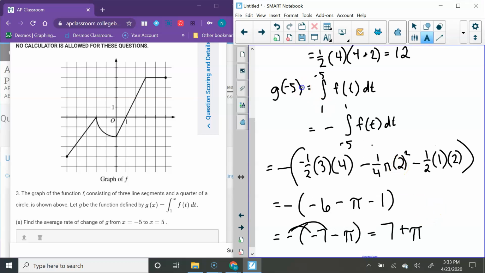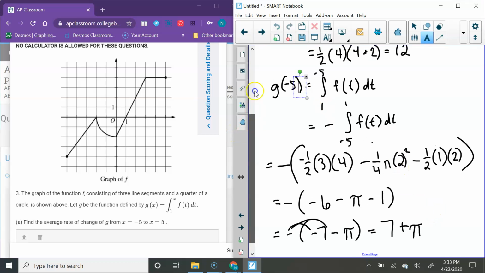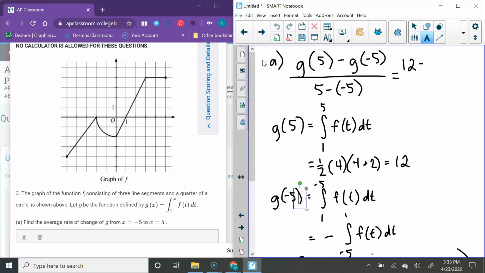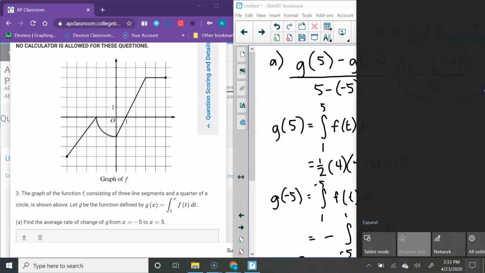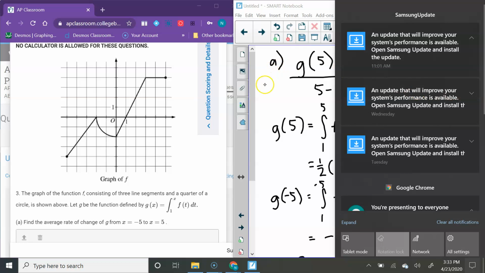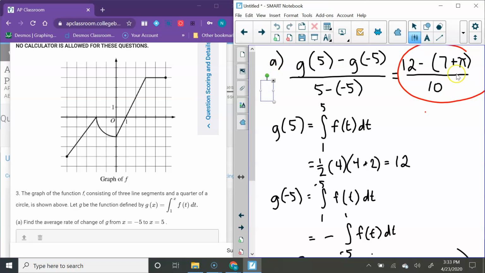So you'll have up here, where we were at, up here you will have parentheses 7 plus pi. Don't forget those parentheses or your answer is wrong. And then 5 minus -5 is 10. I would not simplify anything right there. I'd probably circle it, especially since it's way up there at the top where you can't tell it's the answer. I just leave it like that.